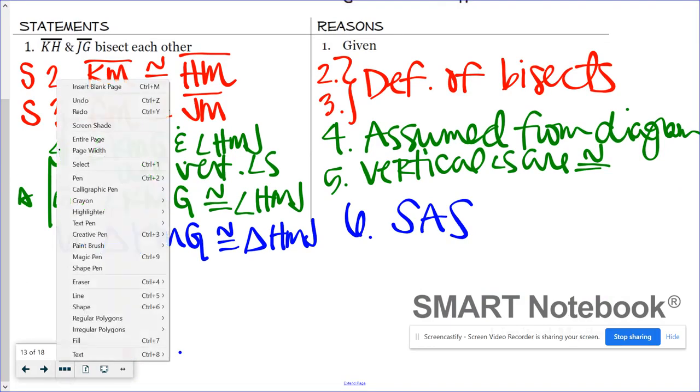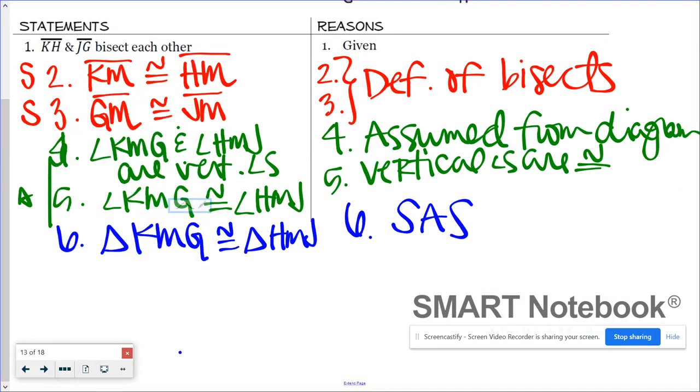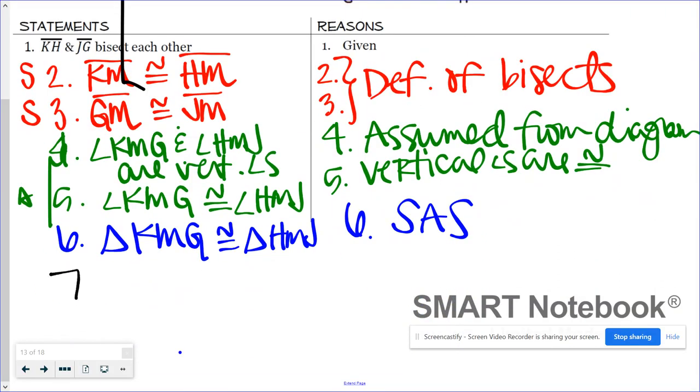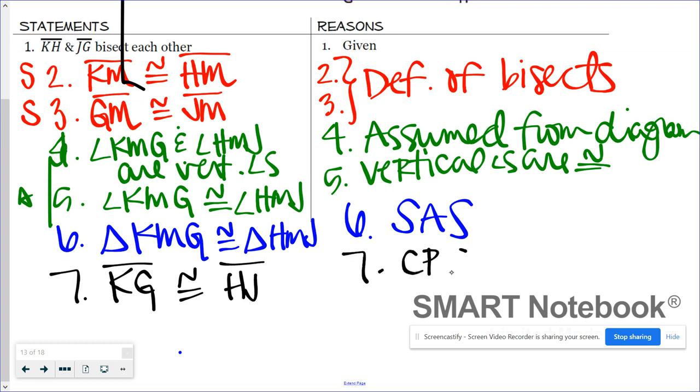Now we just have one additional step today because we are trying to prove that the segments KG and HJ are congruent. So my question to you is, are these segments corresponding parts of our 2 congruent triangles? Yes, they are. So I can say that KG is congruent to segment HJ by CPCTC. Corresponding parts of congruent triangles are congruent.